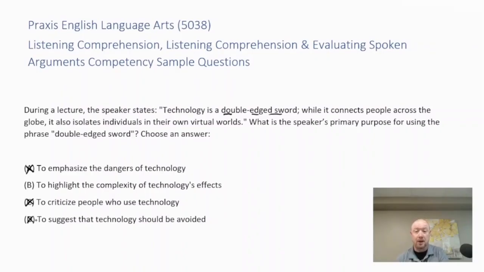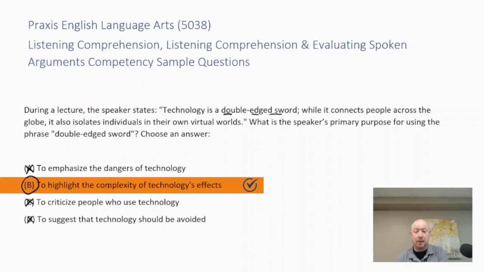And the correct answer here is B, to highlight the complexity of the technology's effects. So within that complexity are going to be positive and negative consequences of technology, which gives us the term double-edged sword.